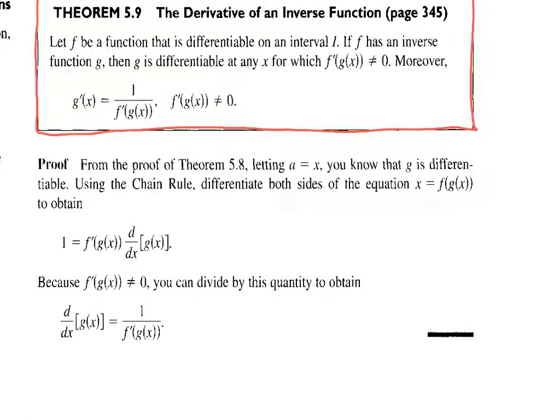Let's take the equation based on our definition of inverse functions. I know that f of g of x will equal x, right? So if I take the derivative of x, I get 1. Right? And if I take the derivative of the other side, that is going to be f prime of g of x. And then I have to use the chain rule, times g prime of x.